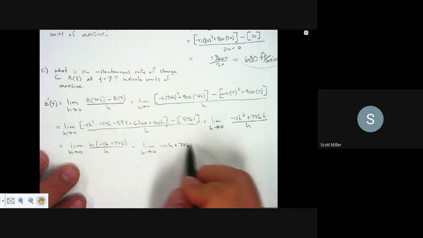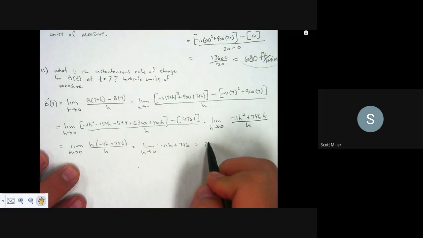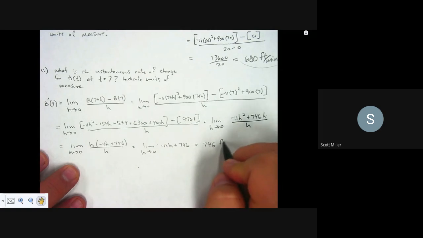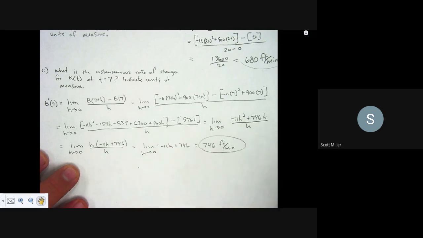So as h goes to 0, this quantity right here will go to 0, leaving me the answer 746. And that will be in feet per minute. And that is the instantaneous rate of change of B at 7. Okay, so that's how that works.